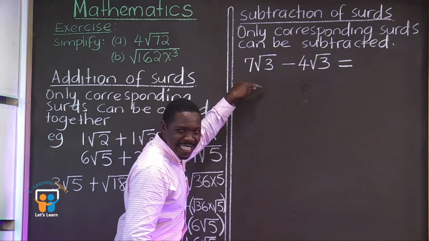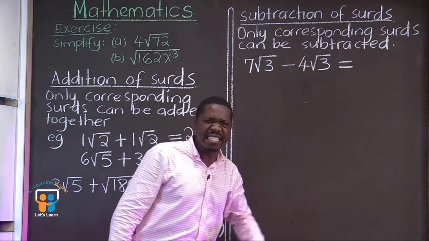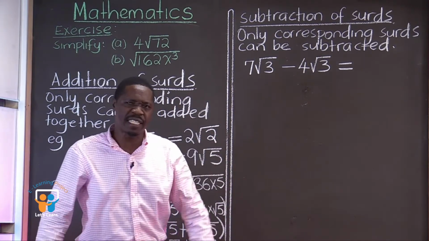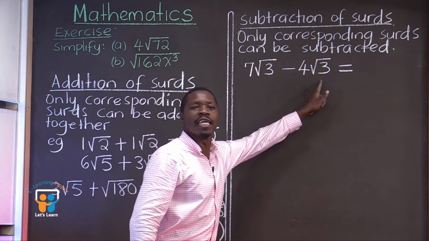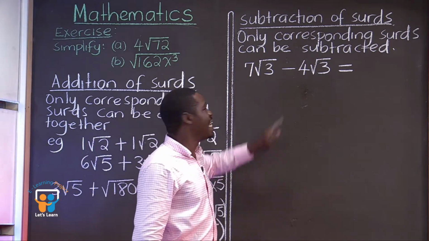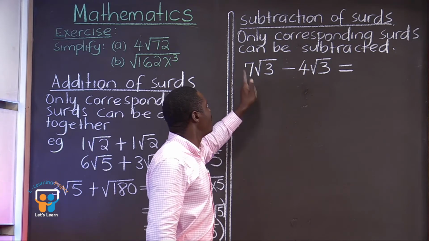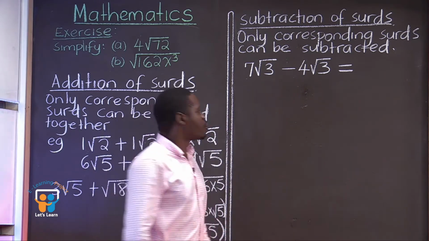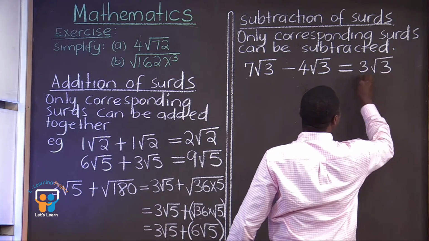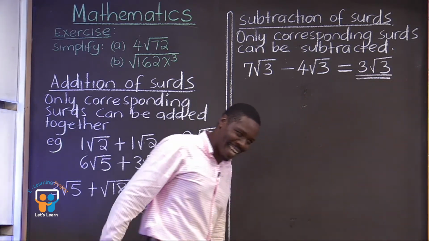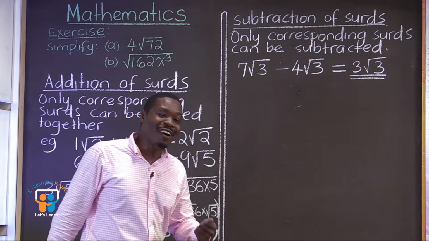7 root 3s minus 4 root 3s. How many root 3s do you get? Automatically, these are corresponding. I will subtract those outside. 7 minus a 4. 7, take away a 4. So that I have my 3 root 3 as my final answer. That becomes my final answer.